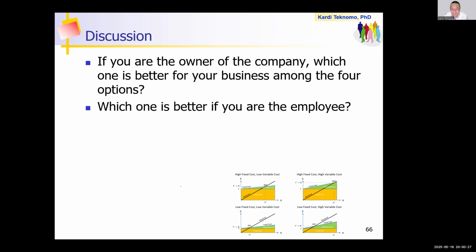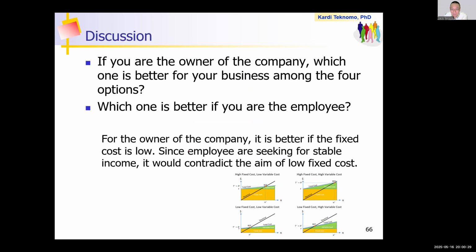Okay. So for the owner of the company, it is better if fixed cost is low. But the employee is seeking stable income. In that case, there is a contradiction. They don't like low fixed cost.